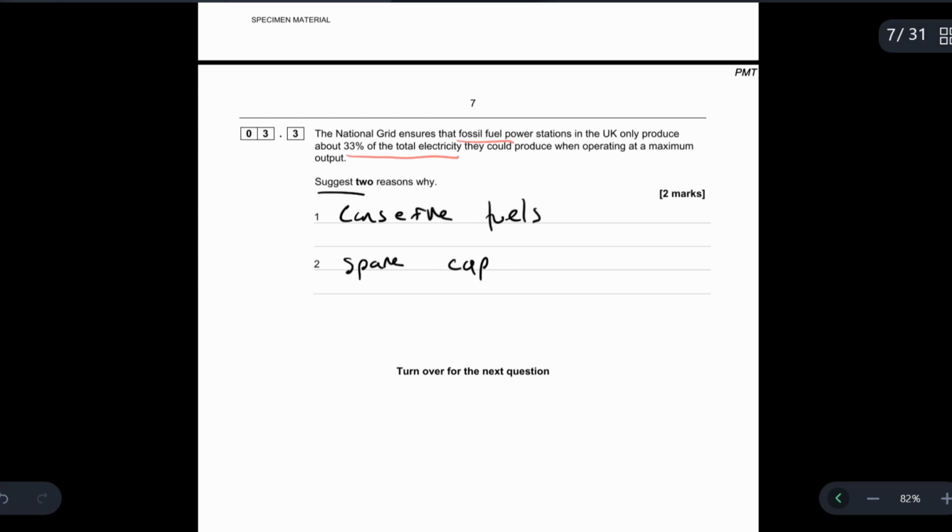So the way that the national grid works is that when the demand increases, we increase the output. But in some cases, we may not be able to perfectly predict the demand. It might be higher than we expected. So if we're only operating at 33%, if there's extra demand, we can easily increase our capacity by a few percentage points to meet that extra demand. And if we operate at 100% capacity, then we wouldn't be able to do that. So having that extra built-in capacity gives us room for error.